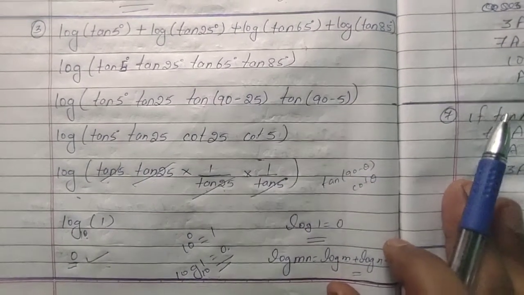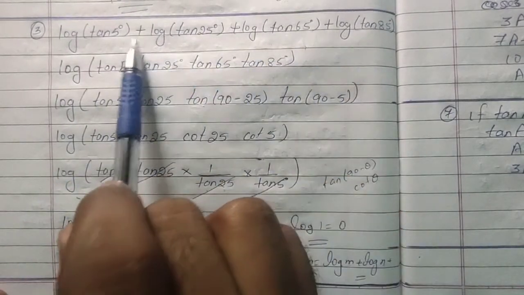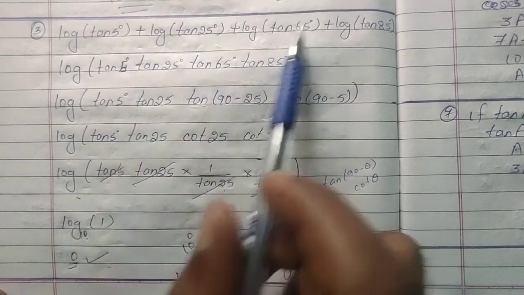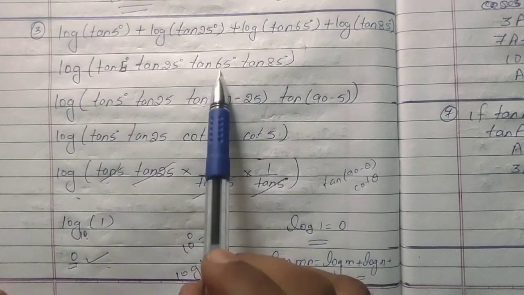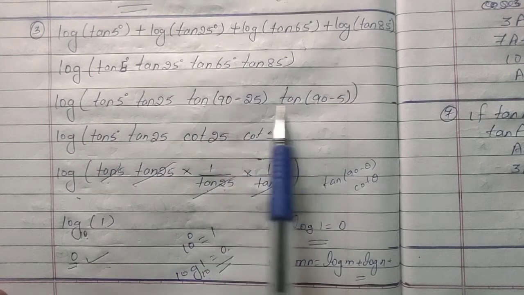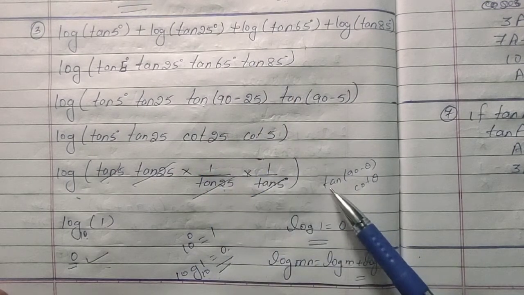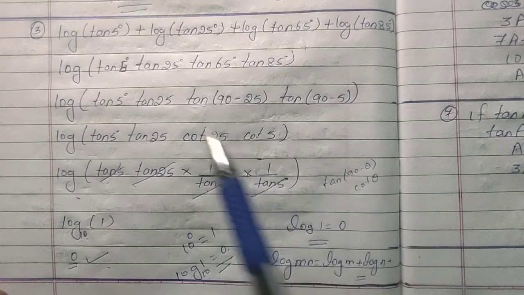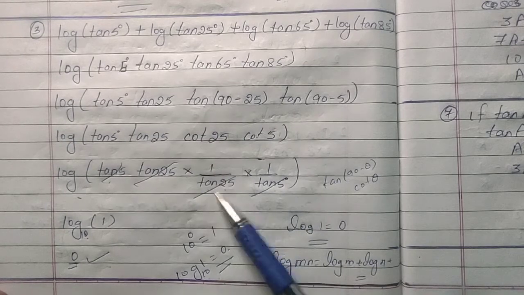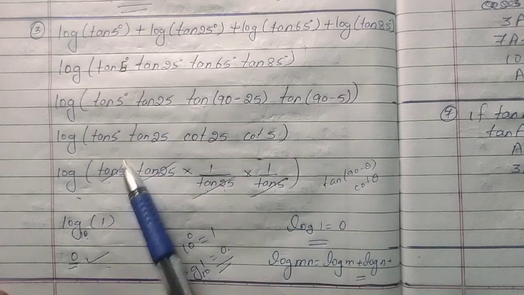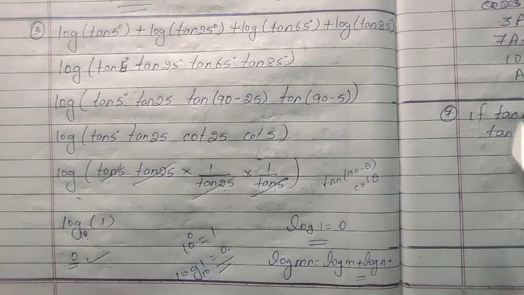So first step, this is in the form of log m, log n, log p, log q, and adding, so we can write it as log mnpq in product form. Then here 65 I can write as 90 minus 25, and 85 as 90 minus 5. This is nothing but complementary angle. Tan 90 minus theta is cot theta, so cot 25, cot 5. Cot is reciprocal, so 1 by tan, 1 by tan. So tan 5, tan 5, tan 25, tan 25 cancel, leaving 1, and log 1 value is 0.